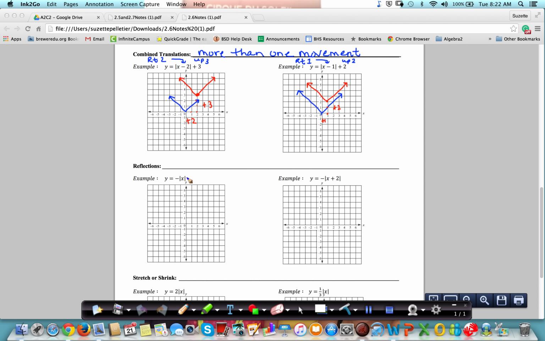The next thing we're going to talk about are reflections. And so this is where we are flipping, a reflection. Think back to geometry. A flip or a reflection was where we changed the orientation. So if it was going up, it's now going to be going down, right? We're going to flip the orientation. So the negative on the outside is what's telling you that there's a reflection.